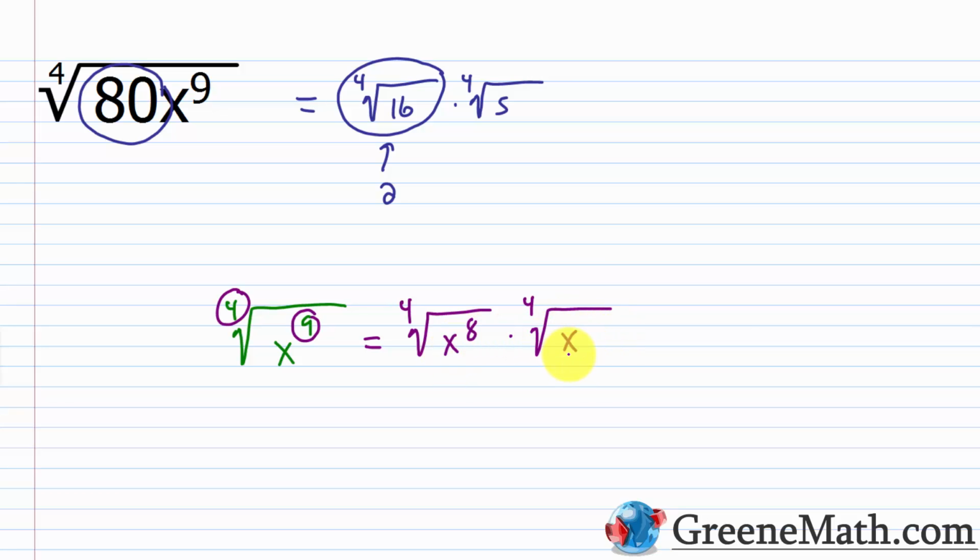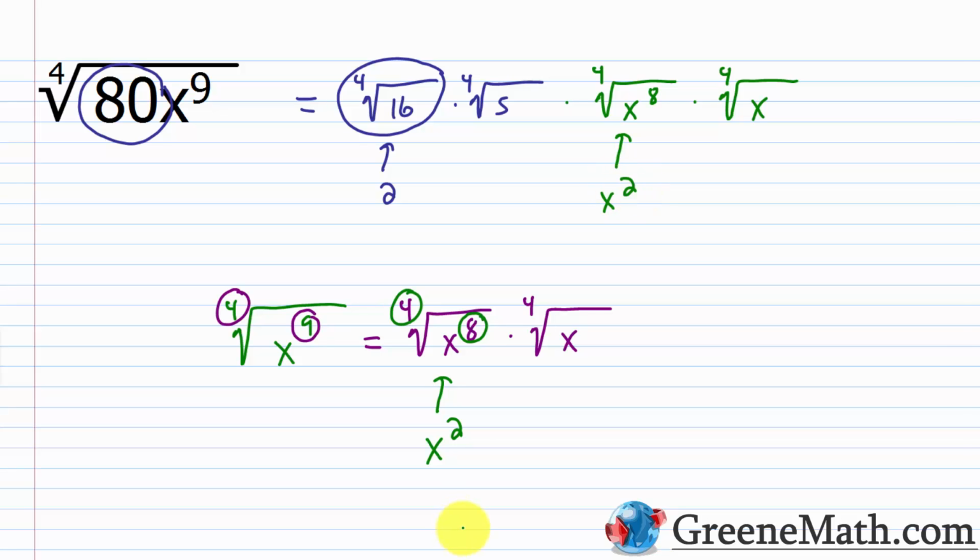X to the 8th times x is x to the 9th, so this is completely legal. Now, I can either use exponents, or again, I can just divide this by this. 8 divided by 4 is 2, so this would end up being x squared, okay? So put times the fourth root of x to the 8th power times the fourth root of just x. And again, this guy is going to simplify to x squared.